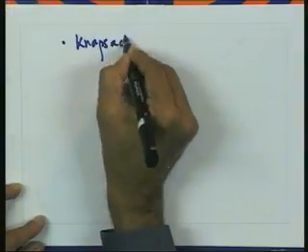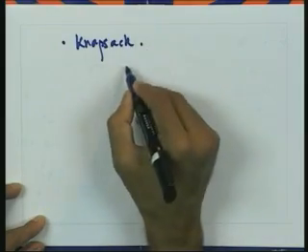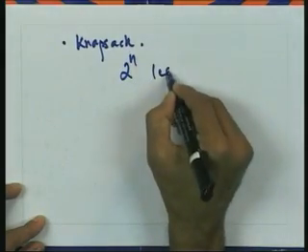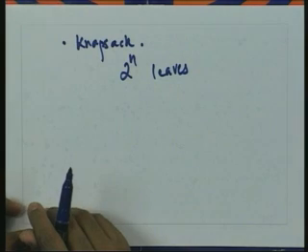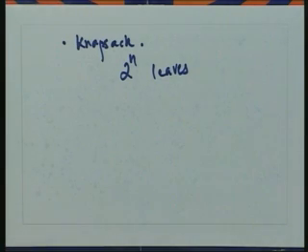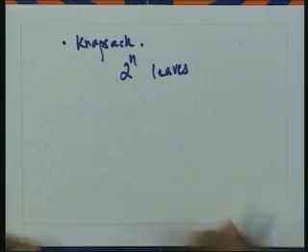For the knapsack problem, it should be possible for you to prove that there will be 2 to the n leaves corresponding to all possible ways of forming subsets of n objects.